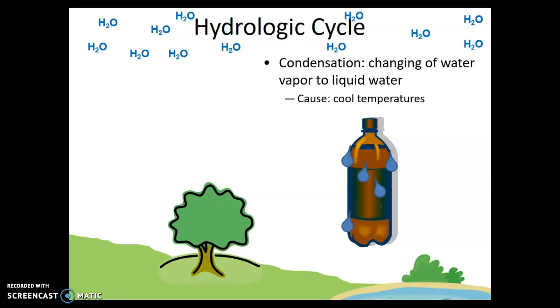And we can see condensation on the outside of bottles, or if you go to a restaurant or even at your home, if you put ice and water in a glass and you sit it on the table, there will be condensation on the outside of that glass. So just little water droplets accumulate.